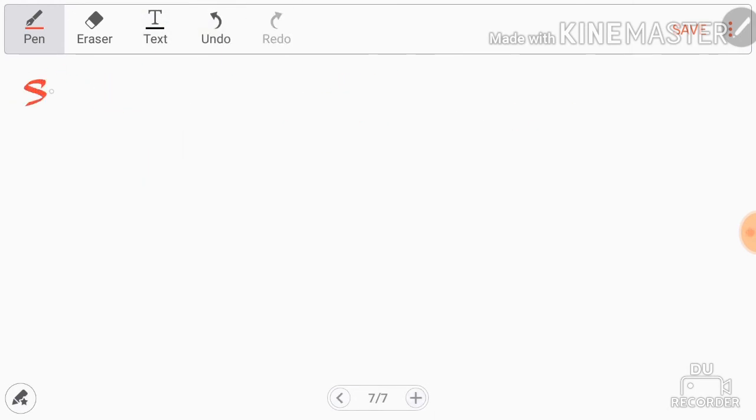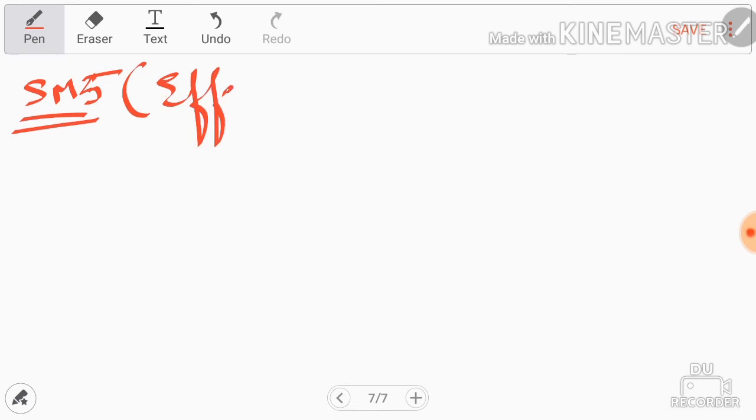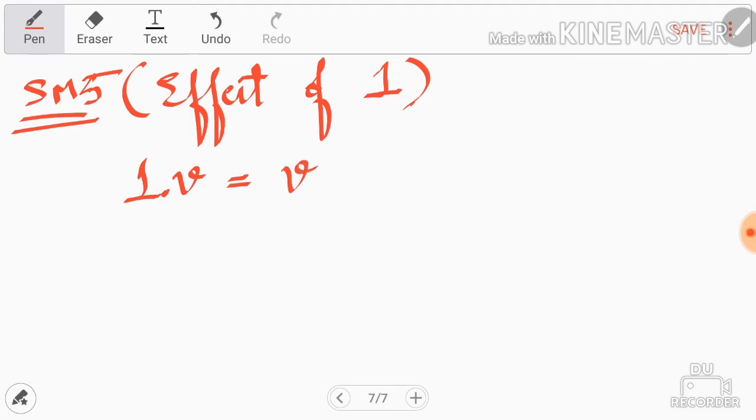Now let's talk about the last property of scalar multiplication, which is the effect of a very special number in the set of real numbers, and that is 1. So what would happen if you have 1 times a vector? You guessed it right, it will have no effect. So 1 times v will be same as v, and this is true for every v belonging to V, which means that it is also true for the 0 vector.